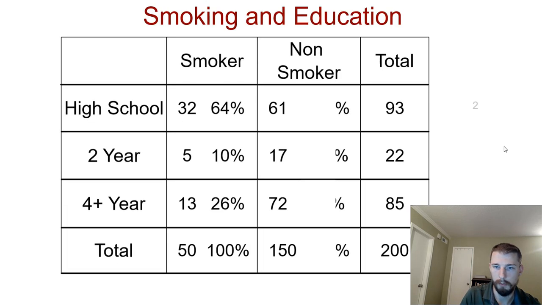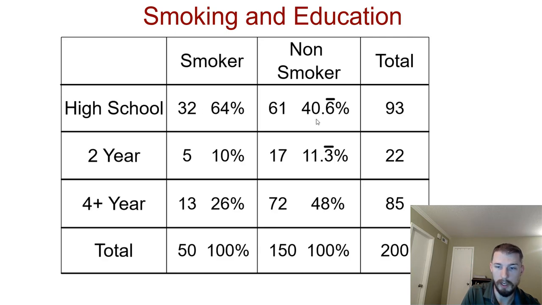Oh, I don't like it when it does that. Same thing with non-smokers, the distribution of the non-smokers. 40.6 repeating percent only had high school. 11.3 went to community college, which is slightly higher than the smokers. 48% went 4-year or higher, which is almost double the amount from the smoking group.